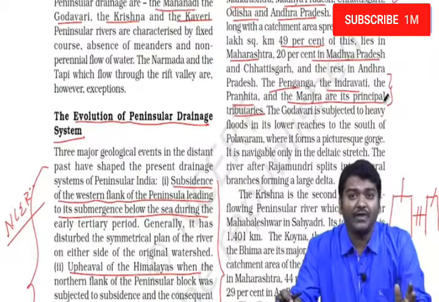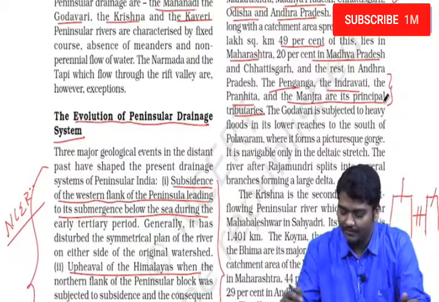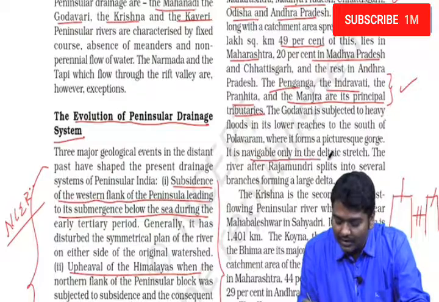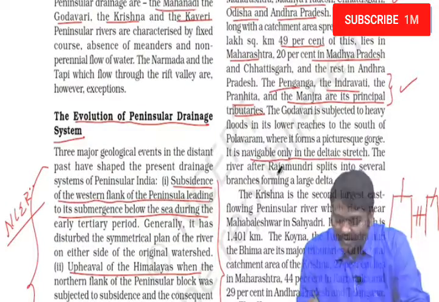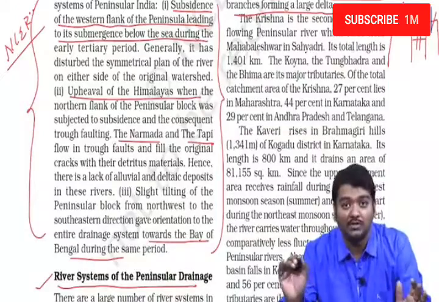At least 3 to 4 times UPSC has asked you which are the major tributaries of Godavari, right? It is important for you to look into this. It is navigable only in the deltaic stretch. The river after Rajahmundry splits into several branches forming a large delta. The Polavaram project is being constructed on this particular river. A UPSC question about this project was also asked.